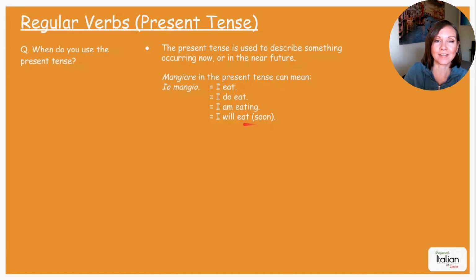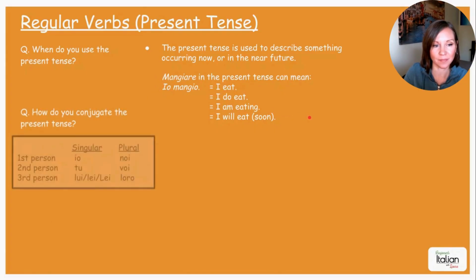So in this sense, it's much easier than English, because you see how there are 4 different ways of saying the exact same thing in English as one phrase in Italian. So this replaces all 4 of these. How do you conjugate the present tense?